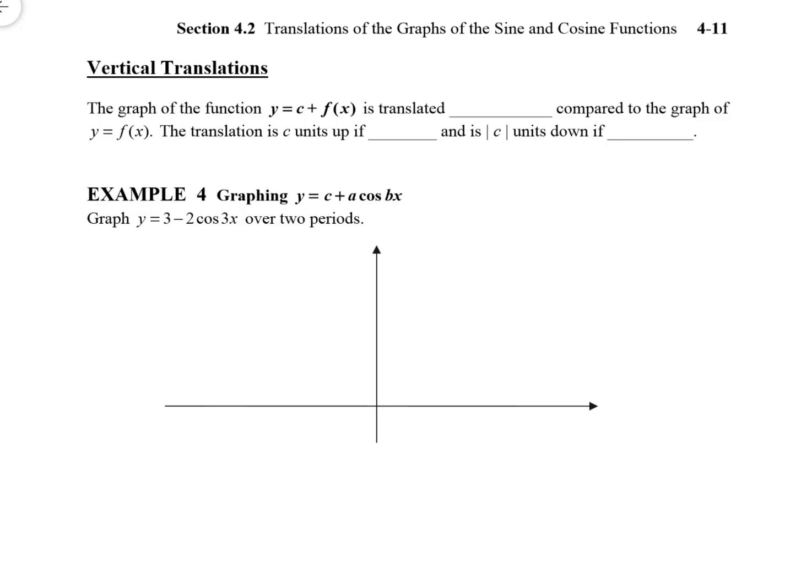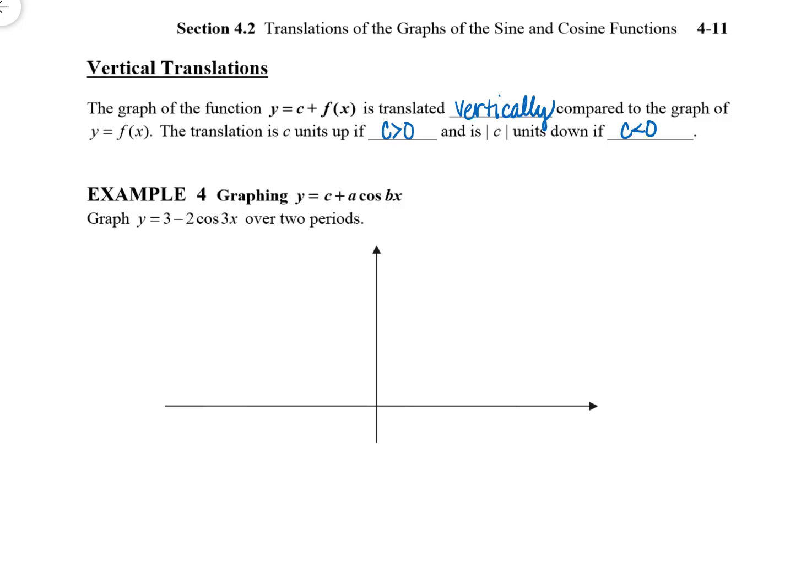This is page 4-11. In the second part of this section, we are going to work with vertical translations. The graph of the function y is equal to c plus f of x is translated vertically compared to the graph of y is equal to f of x. The translation is c units up if c is greater than 0, and absolute value of c units down if c is less than 0.